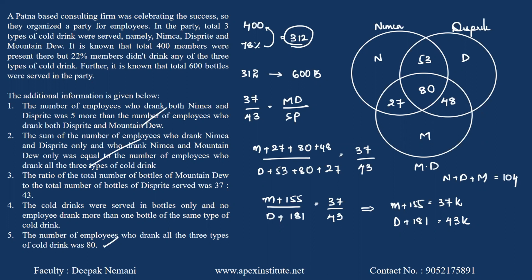Because we will have the upper limit of both m and d. M and d both cannot be greater than 104, isn't it? And the value of k should be greater than 4. What is 37 into 5? It should be greater than 4 for sure. Clear?